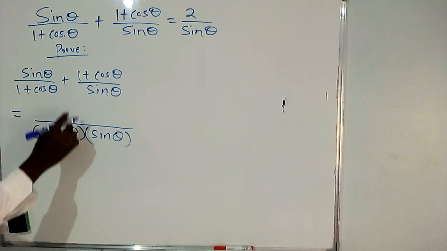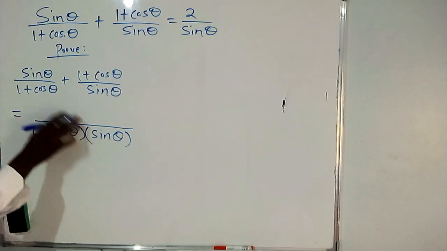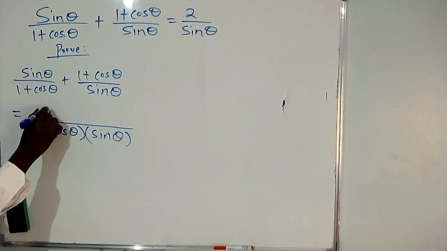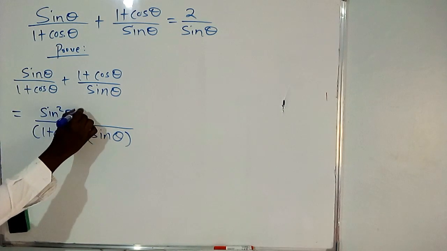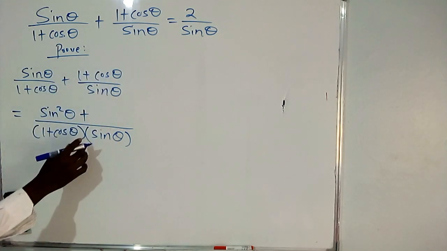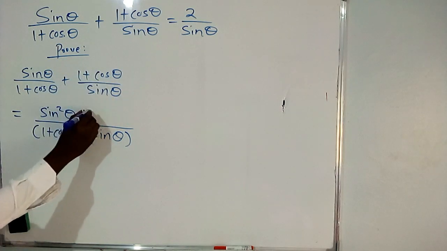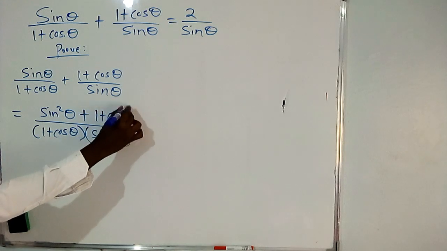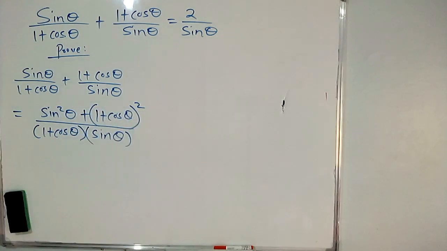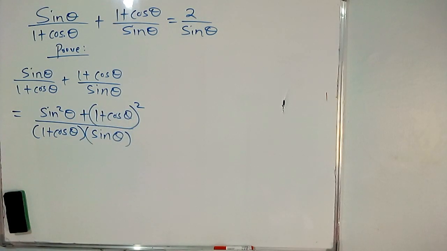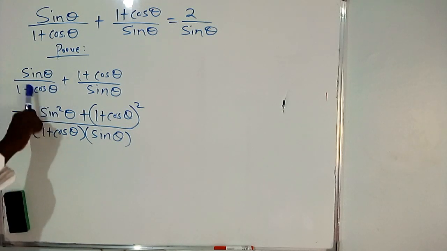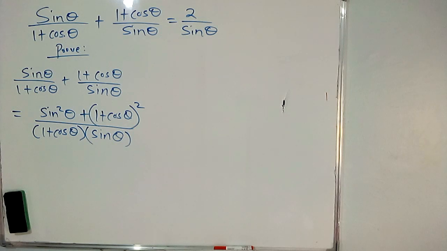Then 1 plus cos θ goes here how many times? It goes sin θ times. So sin θ times sin θ is sin squared θ. Then we have plus, sin θ goes here 1 plus cos θ times, 1 plus cos θ. It is the same term which has been squared, isn't it? So it is 1 plus cos θ squared. Or you just cross multiply, sin θ times sin θ is sin squared θ, 1 plus cos θ times 1 plus cos θ is 1 plus cos θ squared, isn't it? Then the denominator is sin θ times 1 plus cos θ. Are we together?